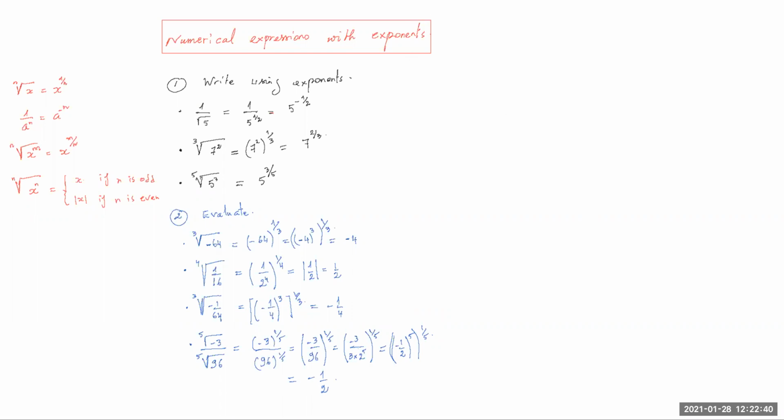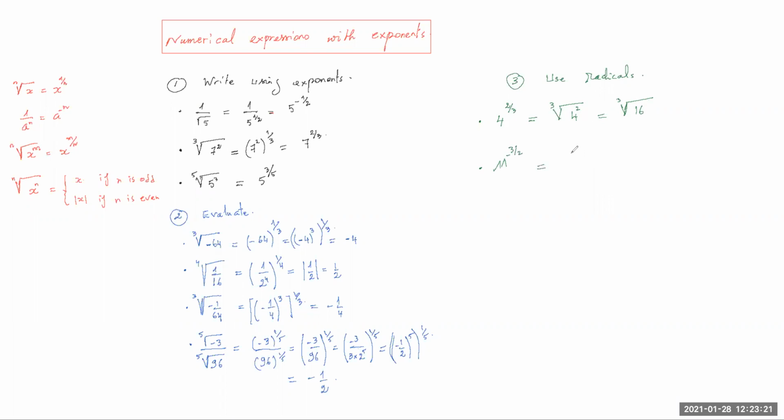Here is another kind of question. You are asked this time to use radicals to express those numbers. For example, 4 power 2 over 3. We'll use this, yes, it will be the cube root of 4 squared, which is the cube root of 16.